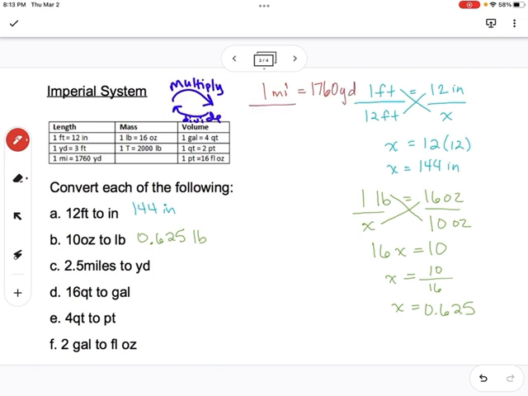And for 2.5 miles, we want to know how many yards. Cross multiplying, x equals 2.5 times 1,760. We get 4,400 yards.